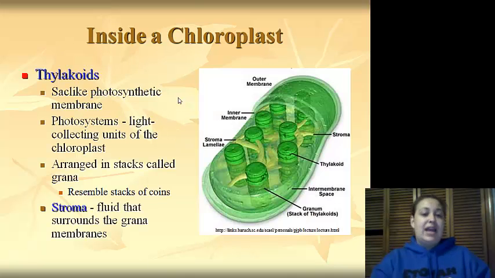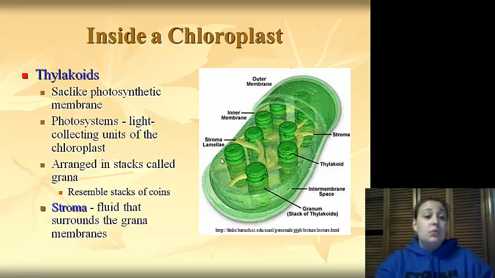Let's check out the reactions. Inside the chloroplast, we have the thylakoid. It's a sac-like photosynthetic membrane. It is one of our coins. It is the photosystem light collection unit, and the stacks are called the granum, or the grana. Between the grana is the fluid surroundings known as the stroma. Now the light reaction occurs in the thylakoid, and the dark reaction occurs in the stroma.